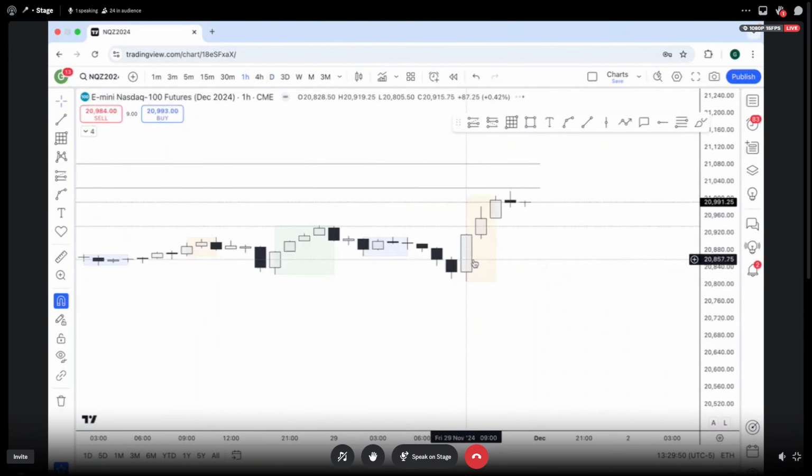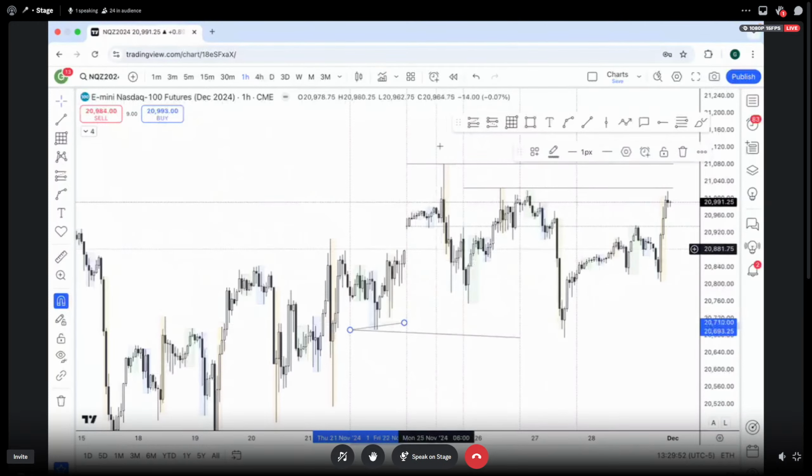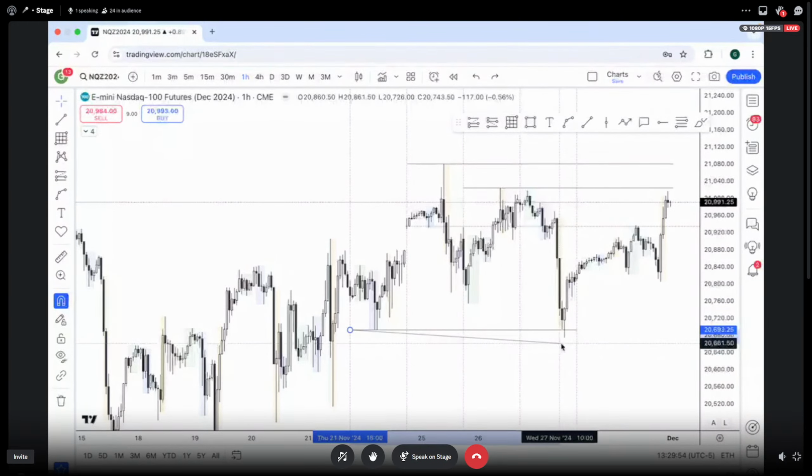So if we go to the 1 hour, the same thing. You can see yesterday's price action, but it doesn't print a daily candle.